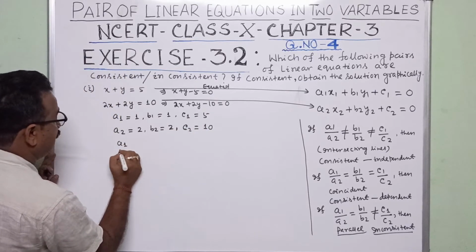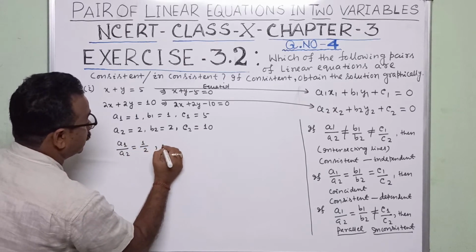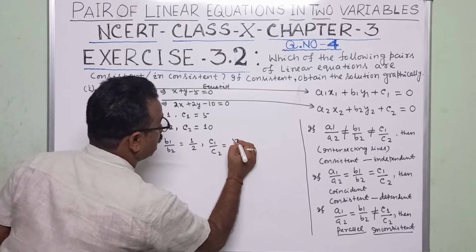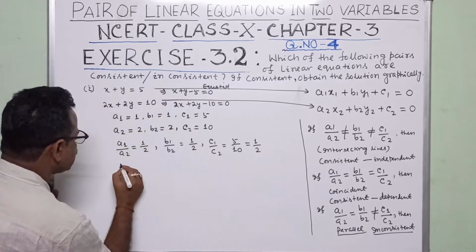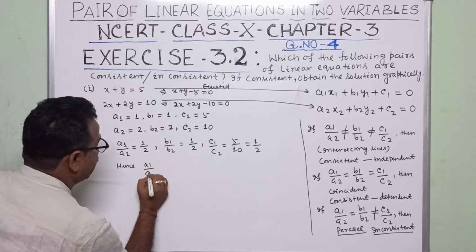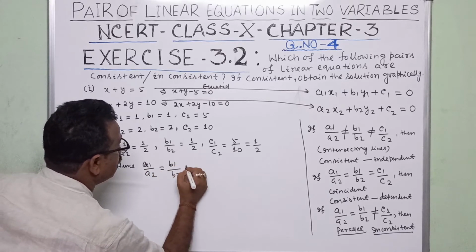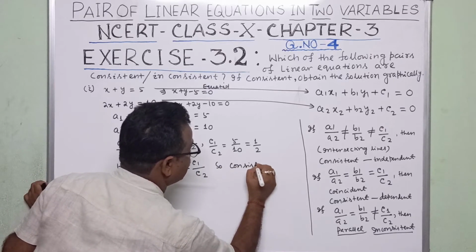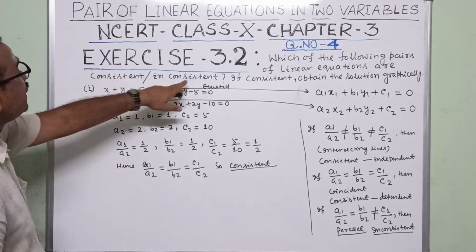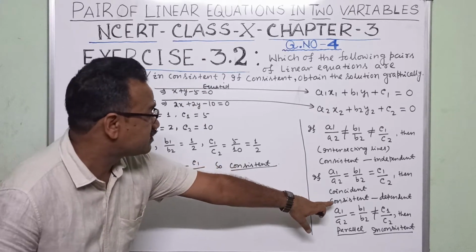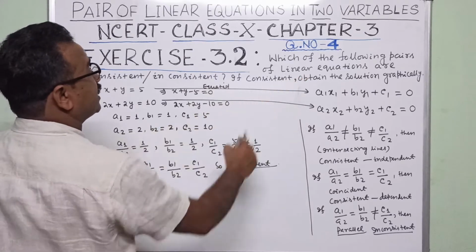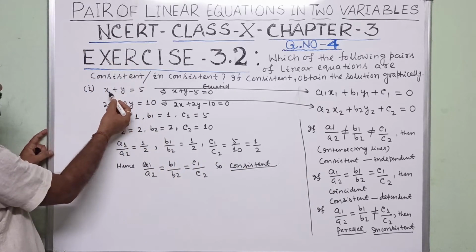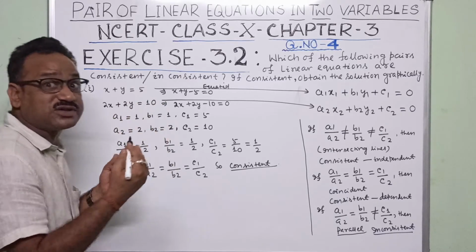Now a1 by a2 is equal to 1 by 2, b1 by b2 is equal to 1 by 2, c1 by c2 is equal to 5 by 10 is equal to 1 by 2. Hence a1 by a2 is equal to b1 by b2 is equal to c1 by c2. So it is consistent, because it is the second case, coincident. Now, if consistent, obtain the solution graphically. This is coincident: the same line, double of it. Equivalent equations are given.